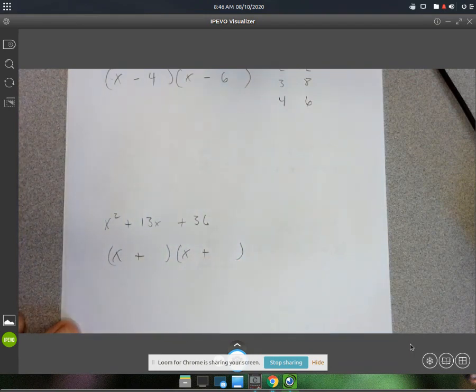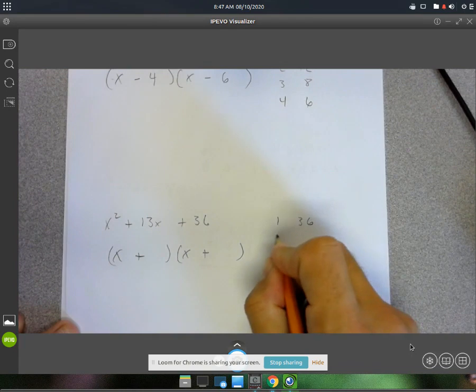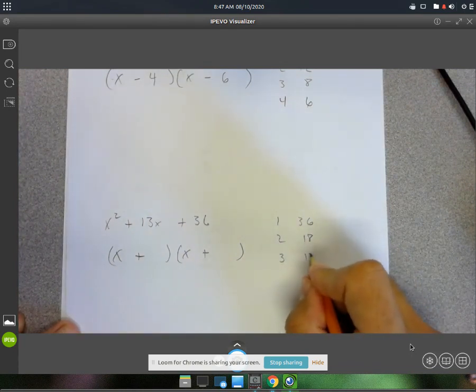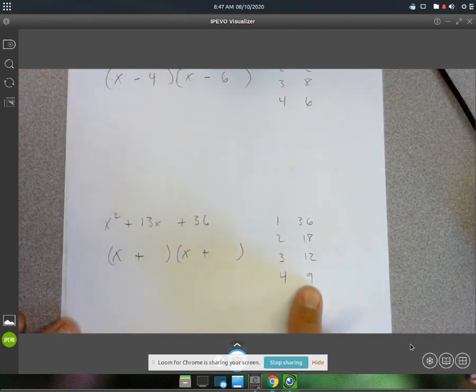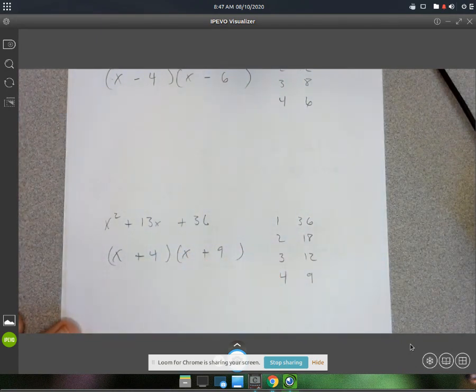All right. Two numbers that multiply to give us 36 and add up to give us 13. 1 and 36, 2 and 18, 3 and 12, 4 and 9. That's it. They multiply to give us 36, and they add up to give us 13. All right.